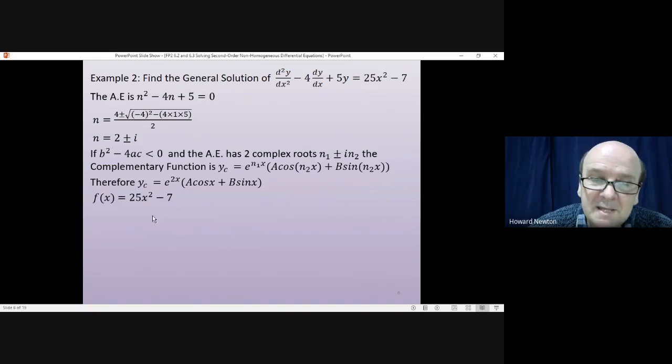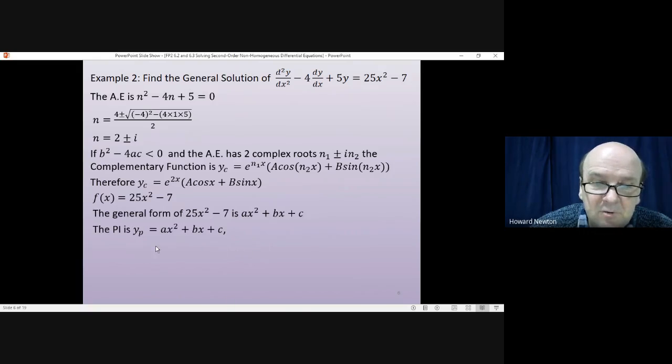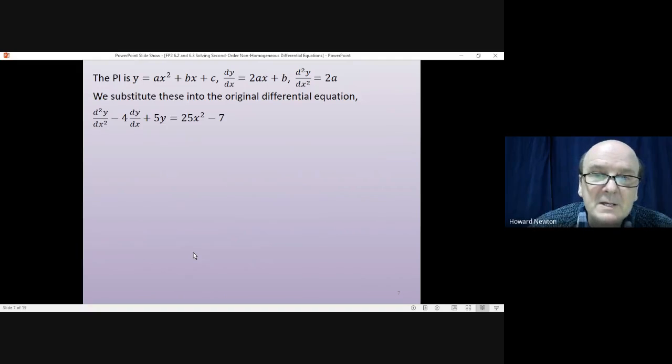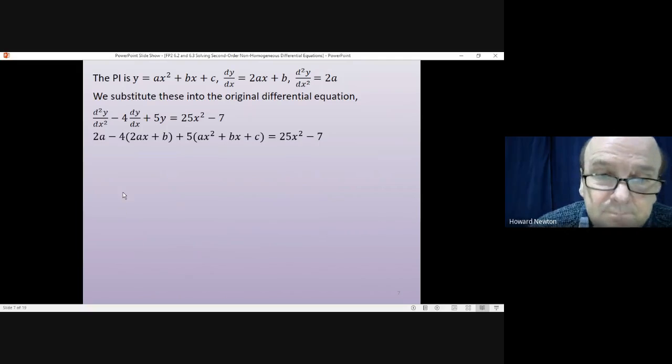The function on the right-hand side is a quadratic. The general form of this is the general quadratic, ax squared plus bx plus c, which means the particular integral has that form. Differentiating that gives us 2ax plus b. Differentiating a second time gives us just 2a. Substituting these three things into the original differential equation gives us this.